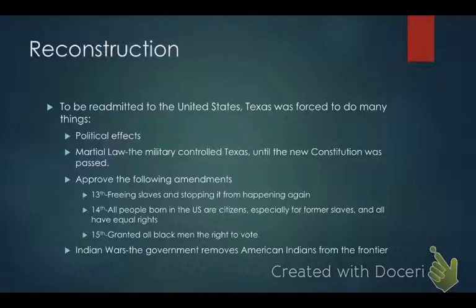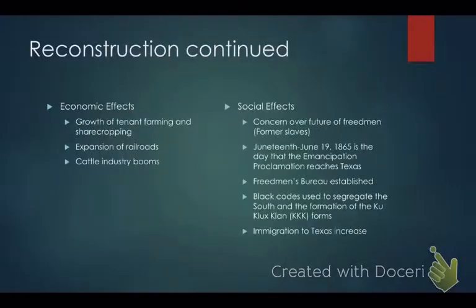Texas approved the following amendments: the 13th Amendment, which freed all slaves and stopped it from happening again, no more slavery inside the United States. The 14th Amendment: all people born in the U.S. are citizens, especially for former slaves, and all have equal rights. So all former slaves are now free and are now citizens of the United States. And then all African American males, with the 15th Amendment, are able to vote. Also, one of the things they're going to do is start removing the Native Americans as kind of an add-in.